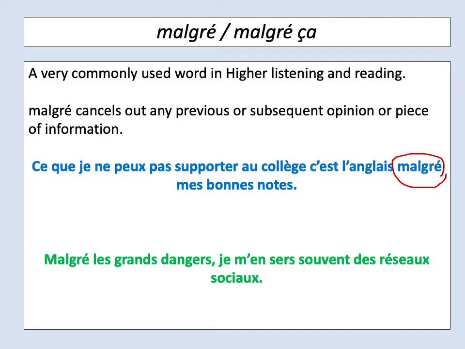So the first sentence we've got here is talking about school. In this instance, the malgré is appearing in the middle of the sentence. Ce que je ne peux pas supporter au collège, c'est l'anglais, malgré mes bonnes notes. So what I can't stand at school is English, in spite of my good grades. And what this is then meaning in terms of the question is that you've got a bit more complexity here, because this person can't stand English, but nonetheless they're good at it. So the question may be something along the lines of, which subject is this person good at? This person has good results in whatever, and the malgré is the thing that's balancing it out.